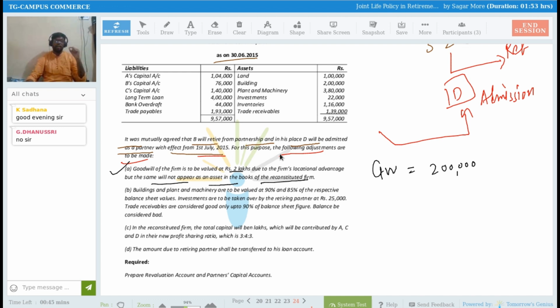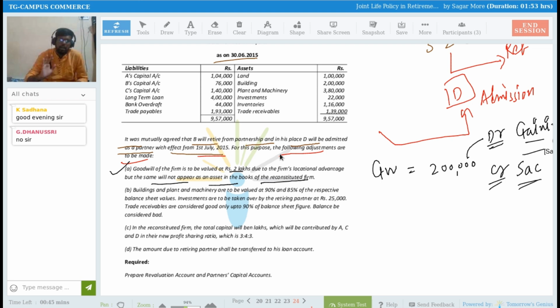So your first task is to find out who is the gaining partner and who is the sacrificing partner among A, B, C, and D, all four, right? And you have to understand only one journal entry is there for goodwill adjustment: you have to debit the gaining partner's capital account always, and you have to credit the sacrificing partner, not retiring, sacrificing. Whoever is the sacrificing partner, you credit, and whoever is the gaining partner, you debit, and you distribute 2 lakh rupees as per their gaining ratio and sacrifice ratio, right? By doing that, you can solve the first adjustment.